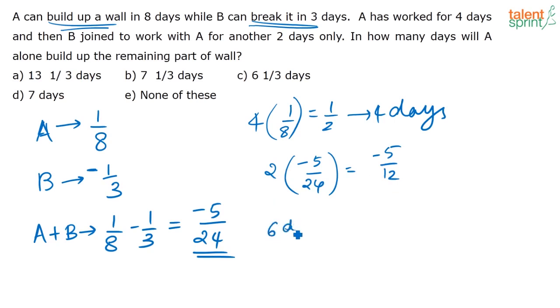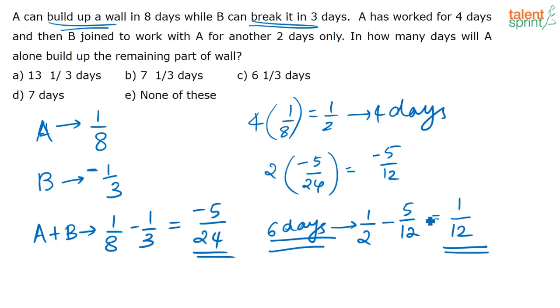So at the end of the 6 days, what would have been the total work done? See, in the first 4 days A built half of the wall. Then in the next 2 days minus 5 by 12 of the wall is broken. Net, A is also building, B is breaking, and net 5 by 12 is broken. So now how much of the wall has been built as of now? You take the LCM here. What do you get? 1 by 12, correct? If you just multiply without taking LCM itself, 12 minus 10 by 24, that is 2 by 24 or 1 by 12. So in net, at the end of the 6 days, 1 by 12th of the wall is built.